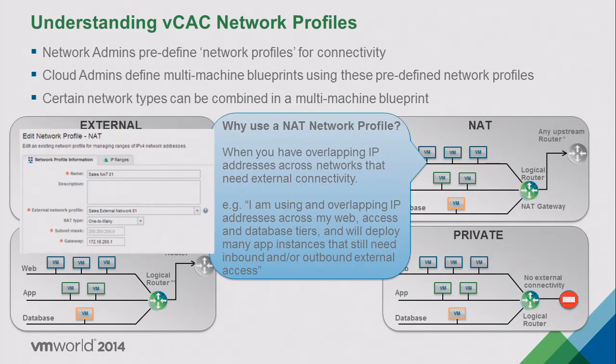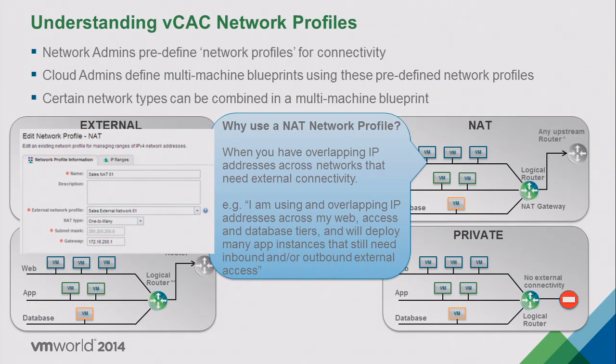So then we have our NAT network profile. And really the key use case here is when you have overlapping IP addresses in your application or between your applications, or you might want to deploy multiple instances of that application for, say, test and dev, but you still want external access.